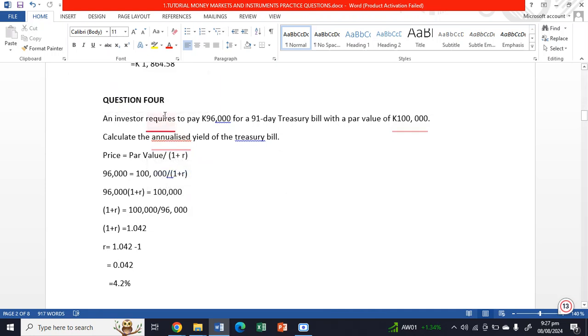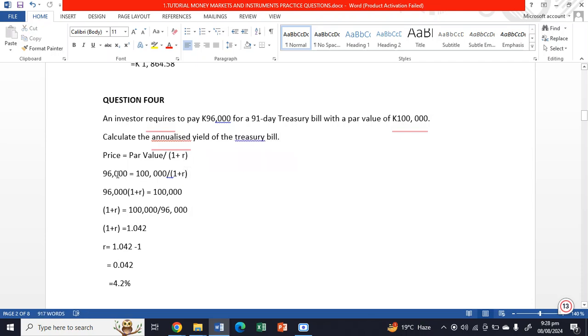An investor is required to pay 96,000 for a 91-day treasury bill with a par value of 100,000. Calculate the annualized yield of the treasury bill. So we want the rate for a full year. So we just use this formula again. Price equals par value divided by 1 plus R. So this person is paying 96,000. The par value is 100,000. We want to find R here.